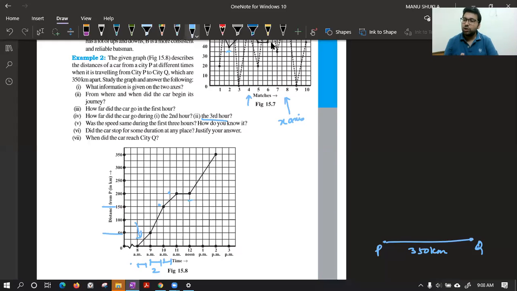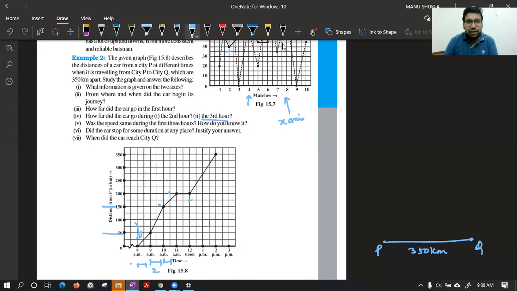So this is the concept that you have to understand. They are only interested in finding how much it traveled in that particular hour. That's it. They are not asking how much it traveled from the starting. They are asking how much they traveled in that particular hour. You have to read the question very carefully. Okay, now let's see the next part.